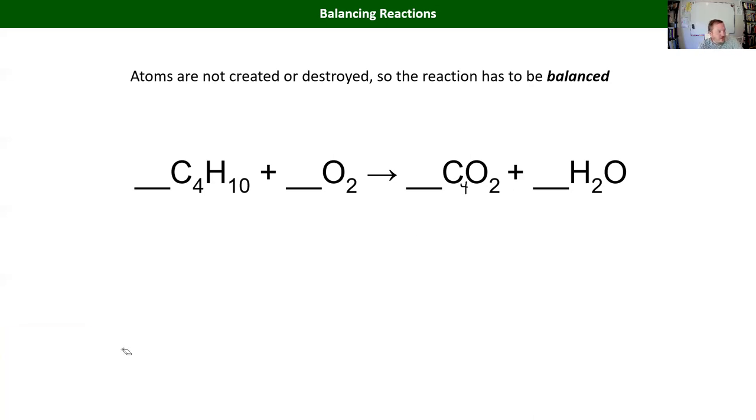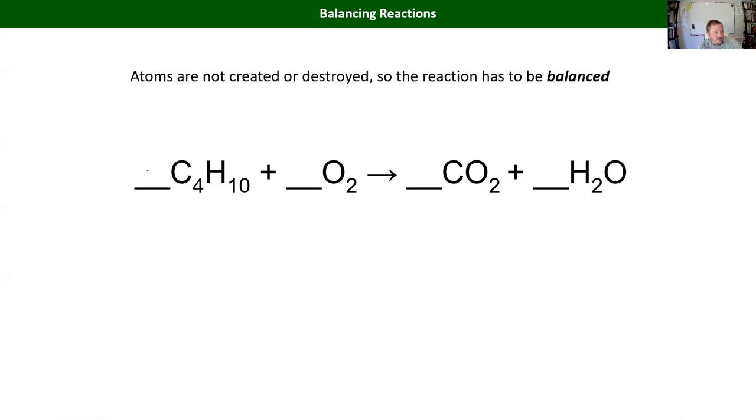Once you have the compounds written down, we can't balance by changing the formulas. All we can do is change how many of each molecule you have, not what molecule it is. C4H10 is butane. If you changed that to something else, it would no longer be butane and you'd be talking about a different reaction. So that's against the rules. Once you have your compounds written, you balance it by deciding how many molecules you have of each in order to make it balance.